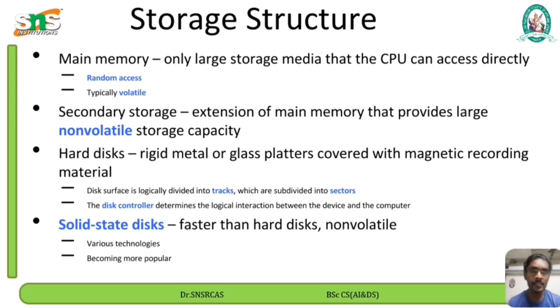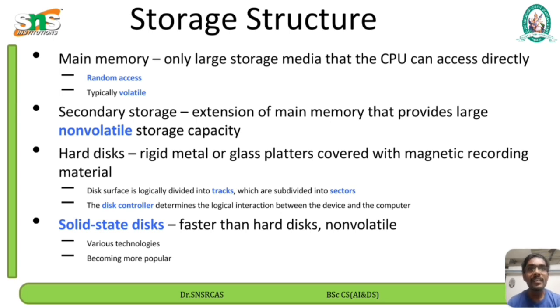Coming to hard disks, they are metal or glass plates covered with magnetic recording material. They store all the contents. The disk surface is logically divided into tracks, which are subdivided into sectors. The disk controller determines the logical interaction between the device and the computer. Another type of storage structure is solid state disks, which are much faster than hard disks. Also, they are non-volatile. Nowadays a lot of technology innovations are introduced for storing content.